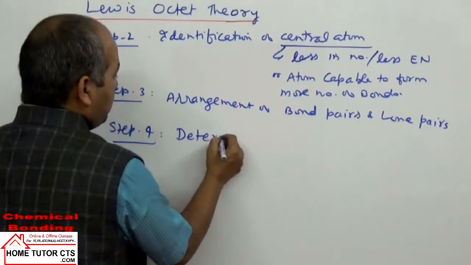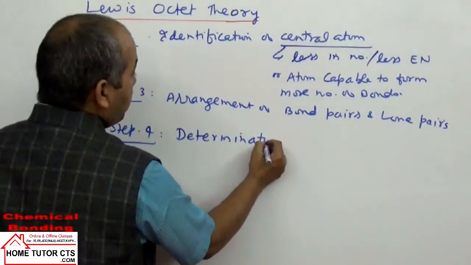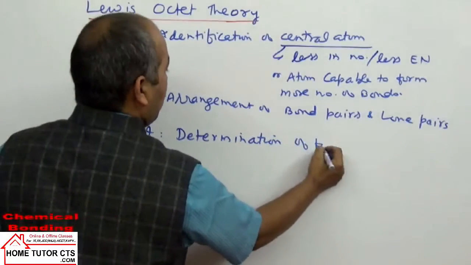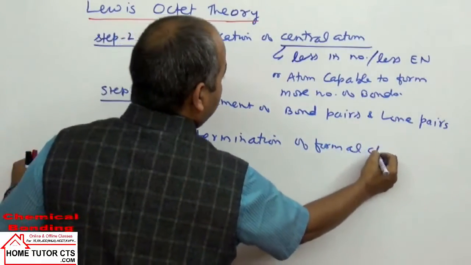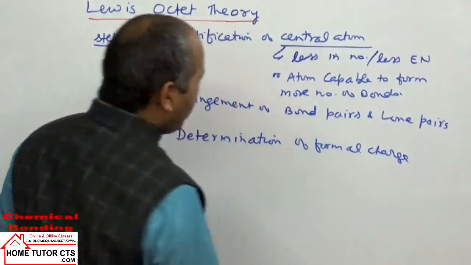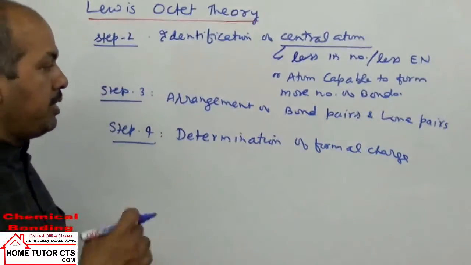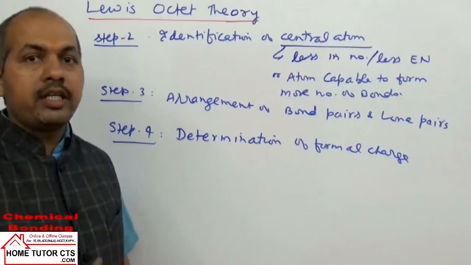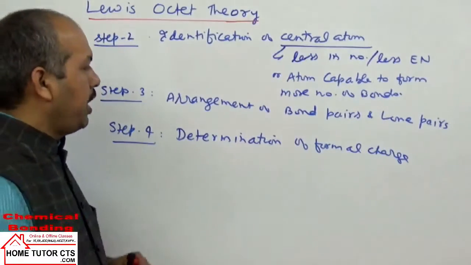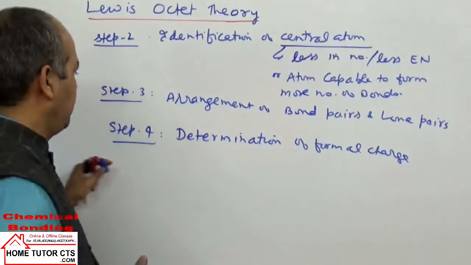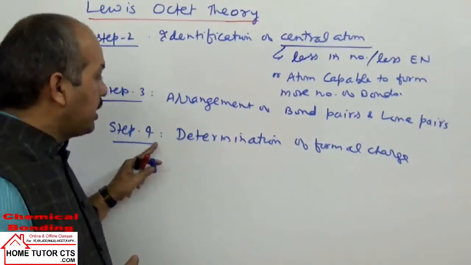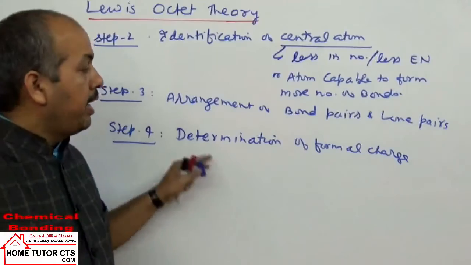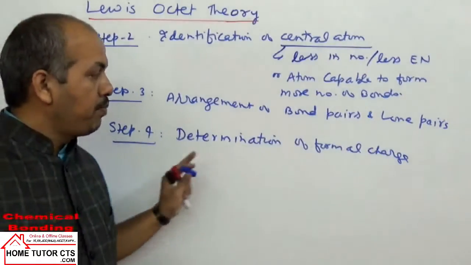Determination of formal charge of each atom. This point is required especially when we take ions that have covalent bonds with other elements, like carbonate, nitrite, nitrate, in which the atoms can have formal charge. So that is step 4, determination of formal charge. How will this formal charge be calculated?